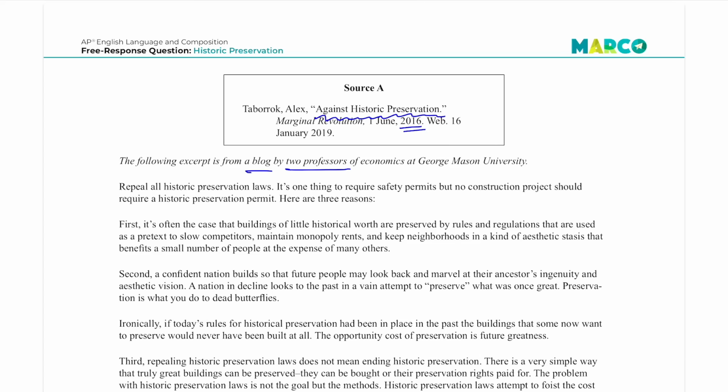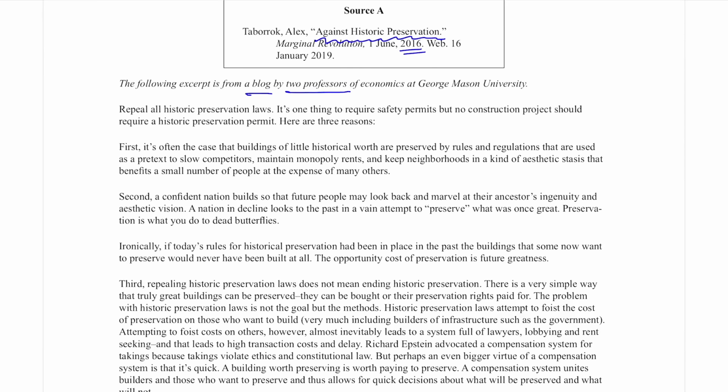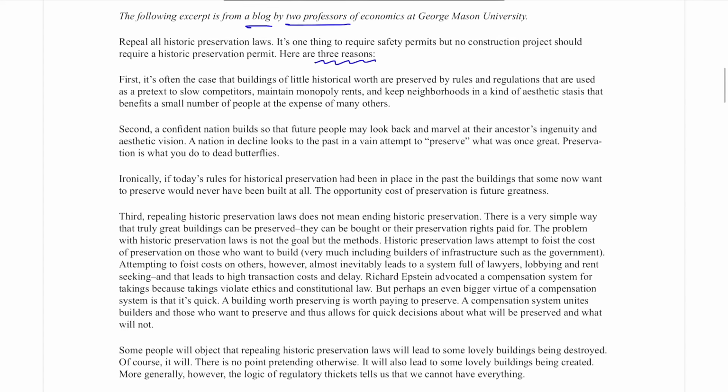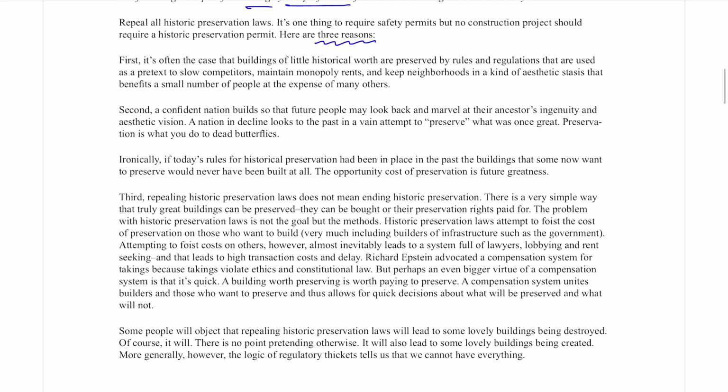Okay, now that I get the argument, notice what I'm gonna do. I'm gonna read for the purpose of historic preservation. Does this source, do these 2 professors tell me about the purpose of historic preservation? How can I use this source? So I'm going to read faster. Okay. And they list 3 reasons. That's useful. Okay, so they see this as a pretext.